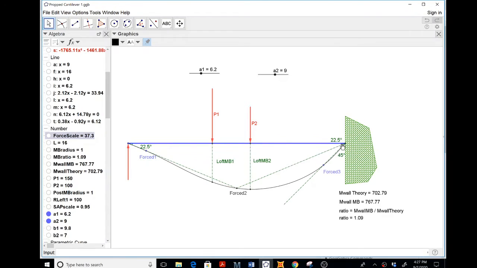It's a beam propped up at the left here and fixed at the right. So we call that a propped cantilever. There are 2 point loads on the beam that I can control the magnitude of the forces. I can also control the location.